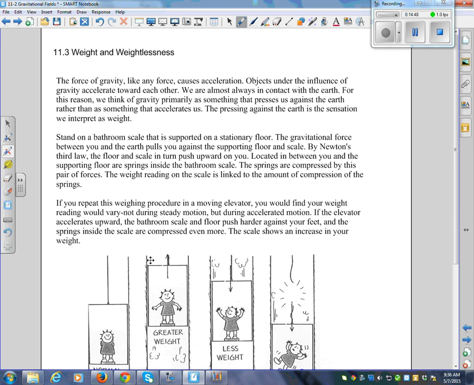Stand on a bathroom scale that's supported on a stationary floor. The gravitational force between you and the Earth pulls you against the supporting floor and scale. By Newton's third law, the floor and scale in turn push upward on you. Located in between you and the supporting floor are springs inside the bathroom scale. The springs are compressed by this pair of forces. The weight reading on the scale is linked to the amount of compression of the springs.